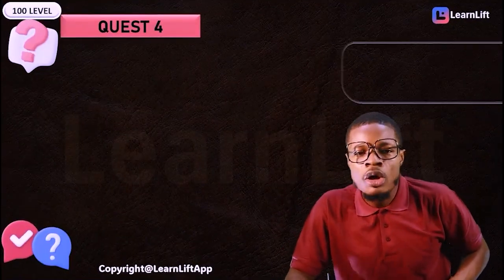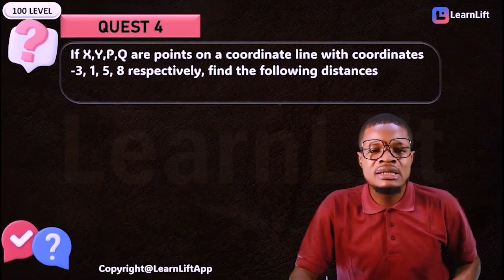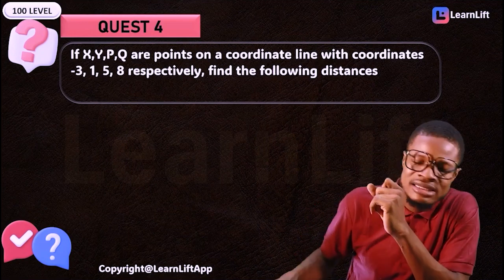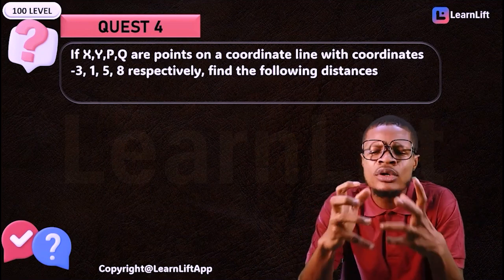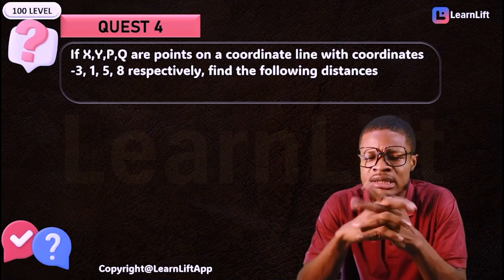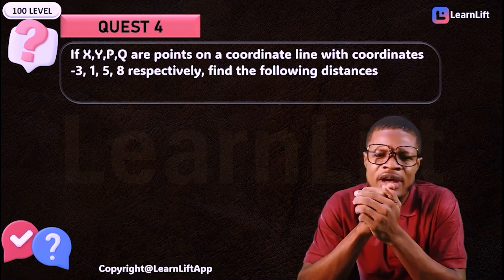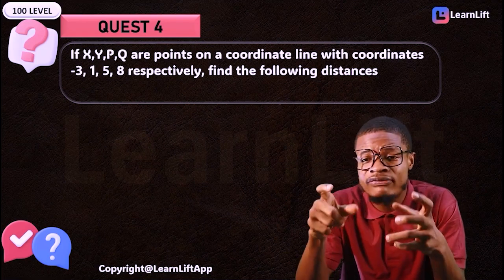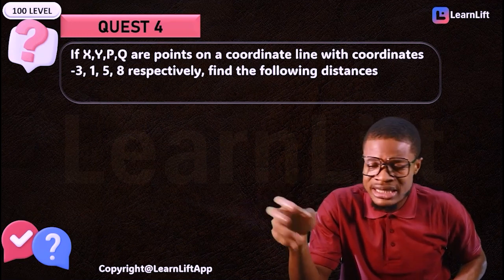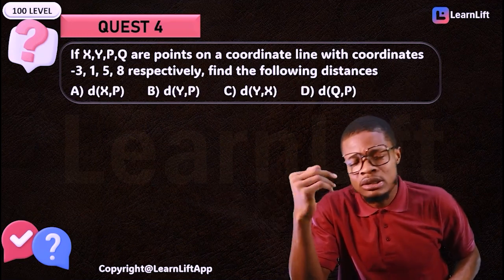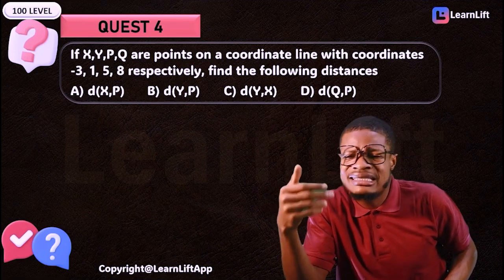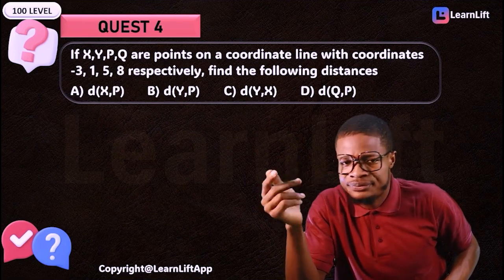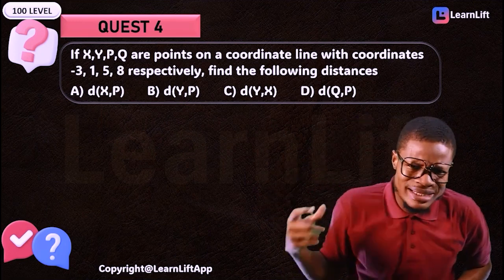Look at question 4. Question 4 says, if x, y, p, q are points on the coordinate line with coordinates minus 3, 1, 5, 8 respectively, find the following distances. And what were the distances you have to find? The first is your distance xp, distance yp, distance yx, distance qp.